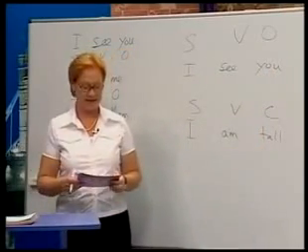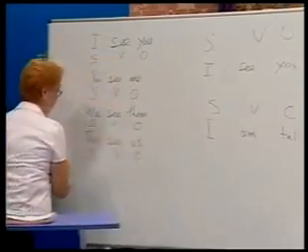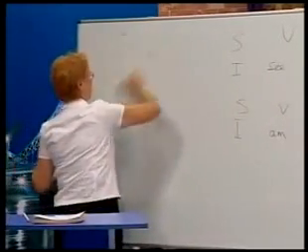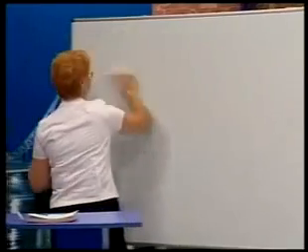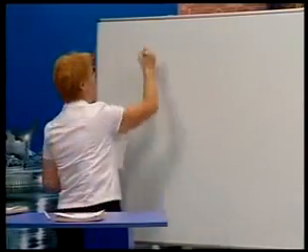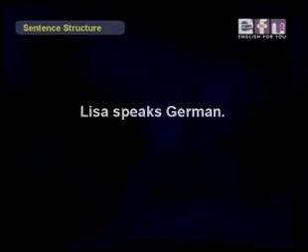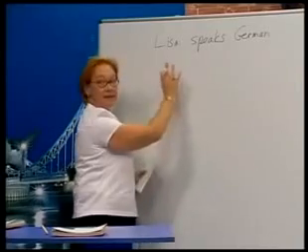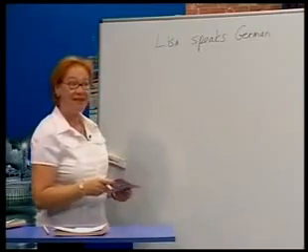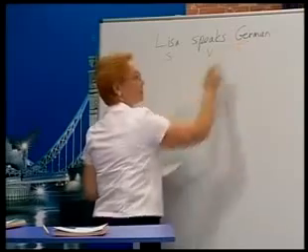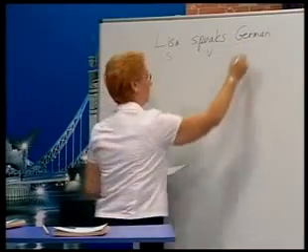Now, let's practice. Let me make some room here. And we'll put some sentences on the board for our assistants to help with. Here's a sentence. Lisa speaks German. Okay, Lisa, what is the subject? Lisa. Good. Isabel, what's the verb? Speaks. And Ali, what is this? It is the object. Good.